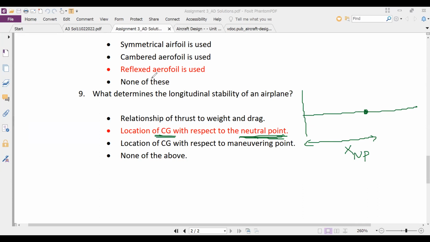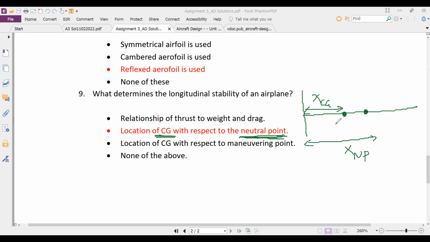It should be less than NP. Less than NP. So CG should be, someone also said in the chat, to the left. So this is to the left. This should be the XCG. Okay. Now, that is a fact, like you read somewhere. Now, can anyone help me understand why? What happens when CG is ahead of the neutral point, and what leads you to the conclusion that it is stable?